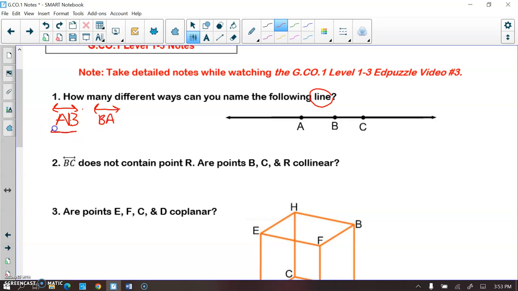We can name this line AC. We can also name this line CA. Lastly, we can name this line BC. Going backwards, we can name this line CB. So there are 6 ways that you can name that line.